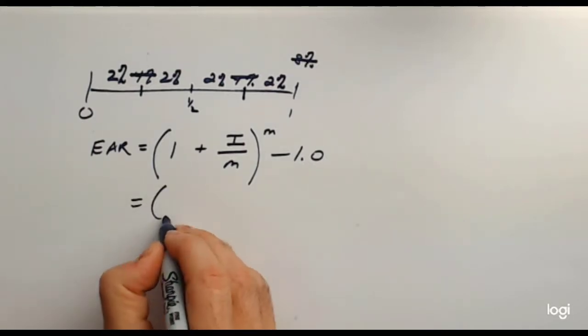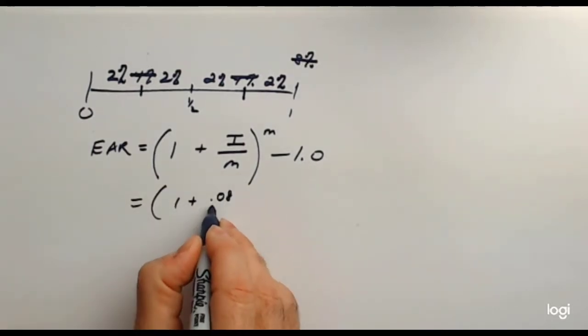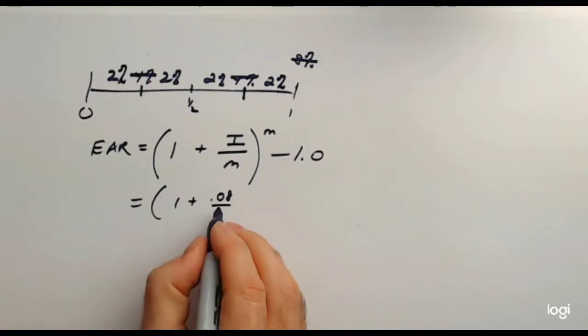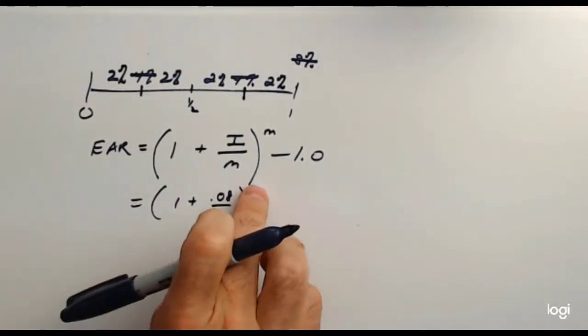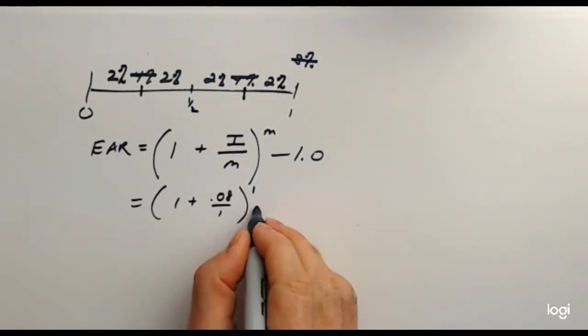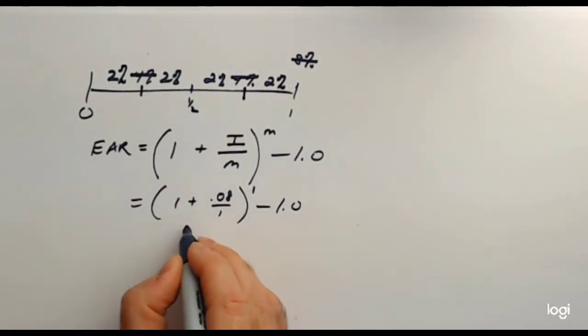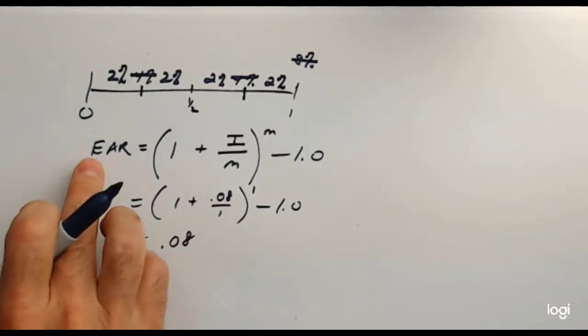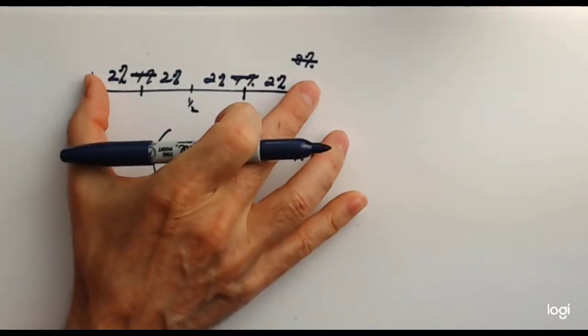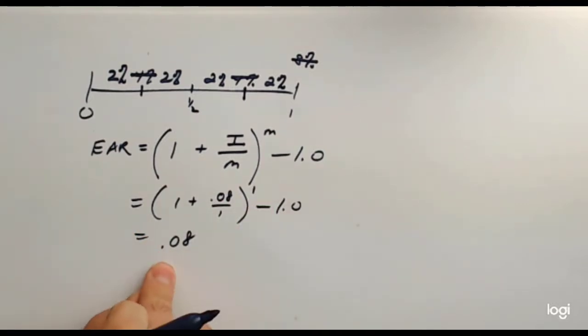So 1 plus 0.08, the interest rate in decimal form, for annual compounding to the 1 power. The 1s really don't do anything here. You subtract 1, and what are we going to get? We're going to get 0.08. In other words, the effective annual interest rate on annual compounding is the same thing. It's 8%.